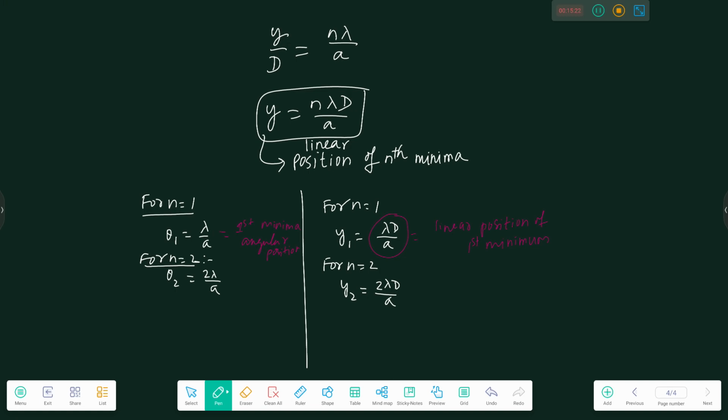In your question, suppose it is given fourth minima. Fourth minima means n equal to how much? First n equal to 1, 2, 3, 4. This is your first minima, this is your second minima, this is your third minima, this is your fourth minima. For fourth minima you can substitute n equal to 4. Are you getting my point? Tell me, what is capital D? Distance between slit and screen. What is a? Width of the slit. So this is about minima.